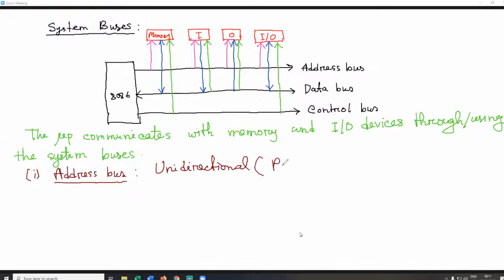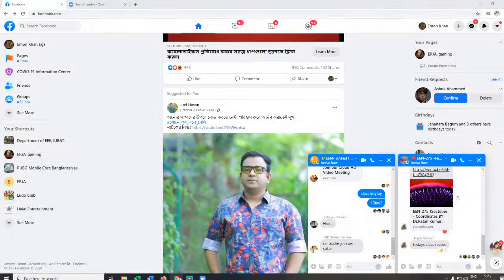And direction is the processor to peripheral devices. Peripheral means memory, input, output. These are called peripheral devices. So processor to peripheral devices. What is the spelling of peripheral? Peripheral devices.